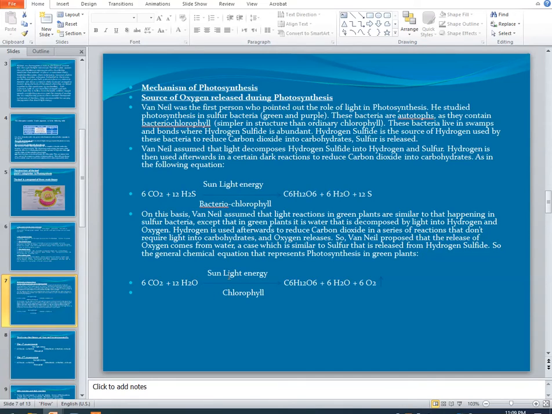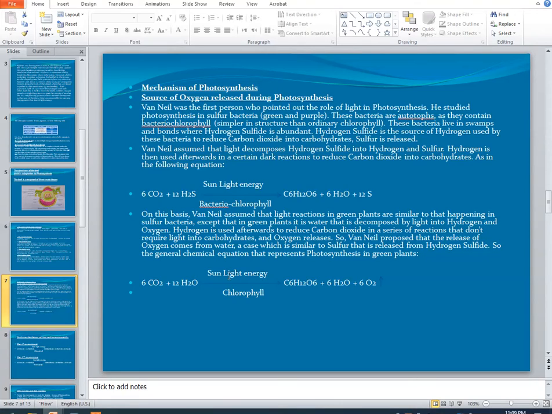What's the mechanism of the photosynthesis process? How do plants obtain oxygen? So we can explain what the source of oxygen released during the photosynthesis process is. There is a scientist, Van Niel. Van Niel was the first person who found out the role of light in photosynthesis.